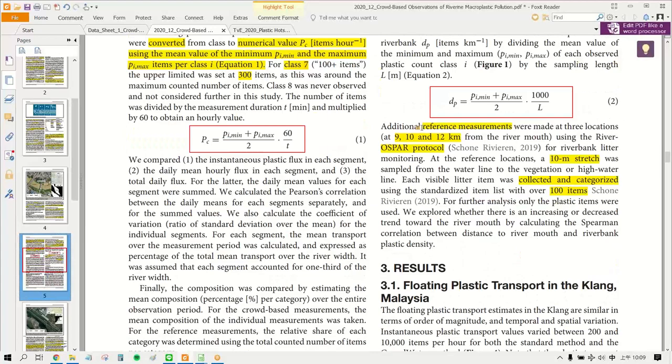Okay, about the reference measurement, the traditional method, they only did 3 because it's time consuming. They only picked 3 locations, at 9, 10, and 12 kilometers from the river mouth, and used this OSPAR protocol, only doing a 10-meter stretch, and calculated and categorized those items into 100 categories.